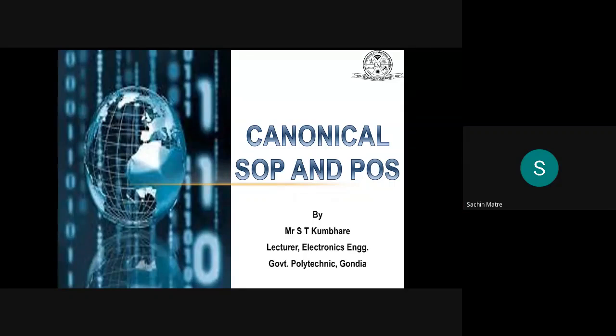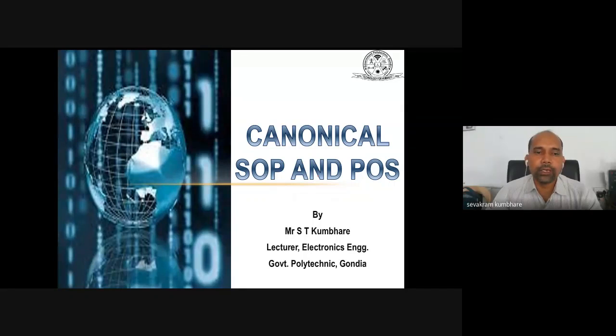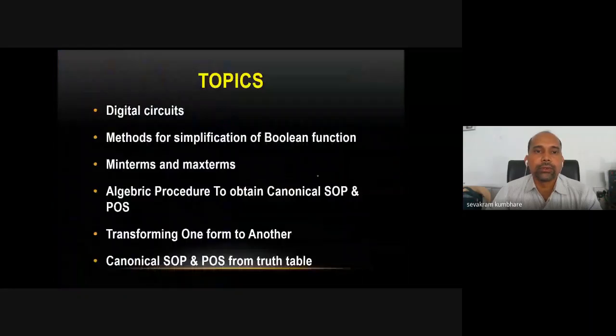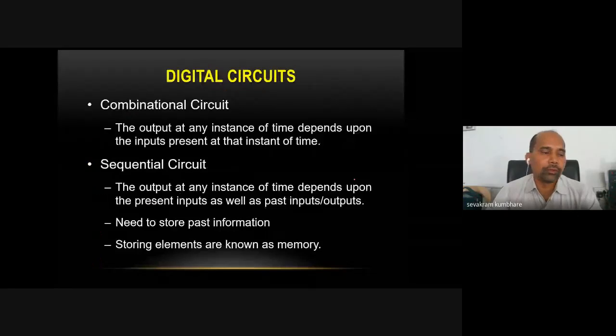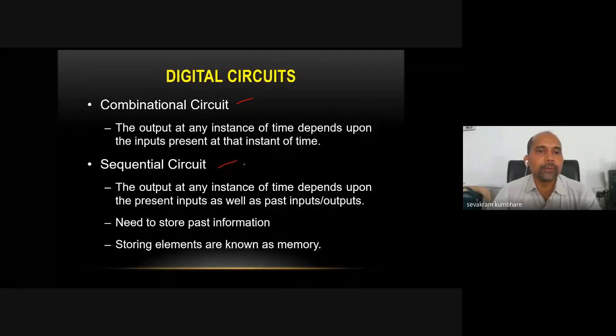Okay, so we'll continue with whatever things we have seen yesterday. These are the topics which we are going to cover. Some of the topics we have already covered, so we'll move on faster. So, digital circuits. Yesterday also we discussed that there are two types of digital circuit: one is combinational circuit and the other is sequential circuit.